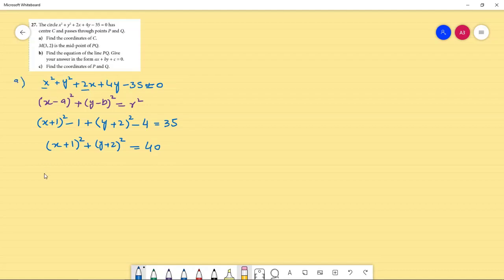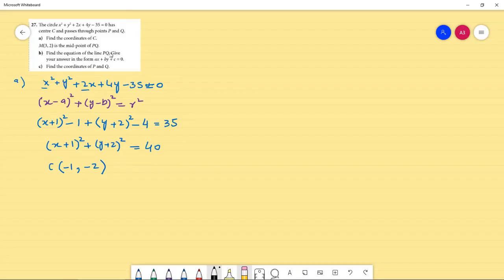So that is the answer of the first part, now we have to write the center of the circle. Compare this: minus a is equal to plus 1, a is equal to -1, minus b is equal to plus 2, so b is also minus 2. This is the center of the circle. Now look at this part B. Find the equation of the line PQ.